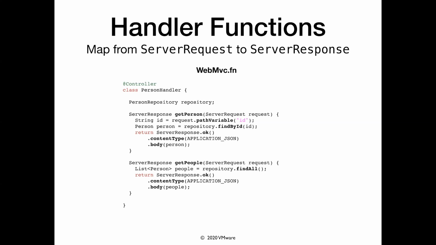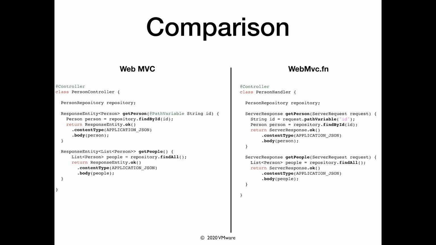Now, what we do is we take this request, and rather than using an annotation as we did before to get the path variable, we basically query the request for the path variable. So we get the path variable ID, and then we look up the person. The rest of the code is pretty similar to what we had before. The only thing is that we now return a server response instead of returning a response entity, but the rest looks pretty similar. So from this perspective, it's not that different, right?